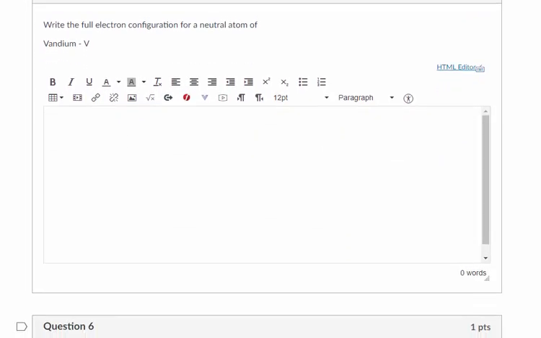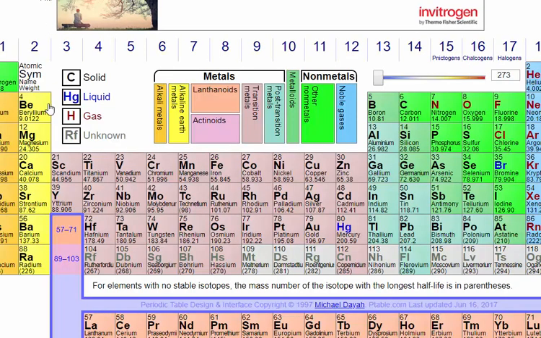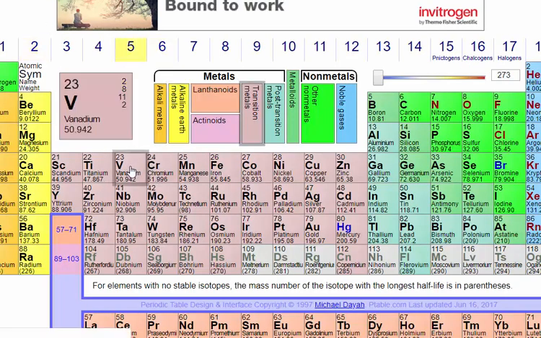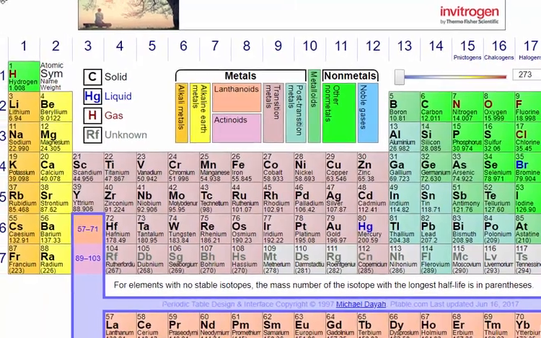Now let's write the full electron configuration for a neutral atom of vanadium. Vanadium on the periodic table is number 23. So when I've done my entire electron configuration, all of my superscripts should add up to 23. Now notice where vanadium is on the periodic table. It's in the first row of the transition metals, and that is in row 4.